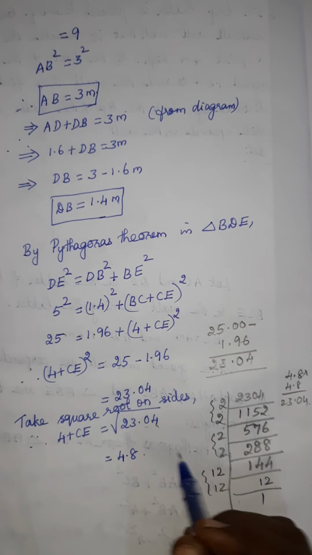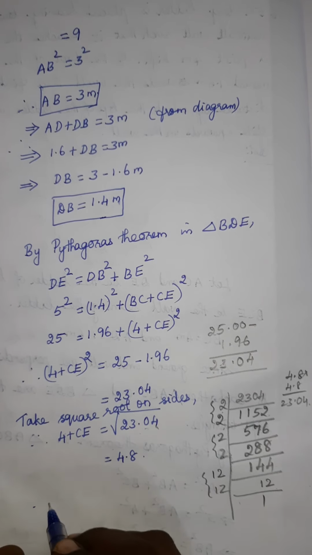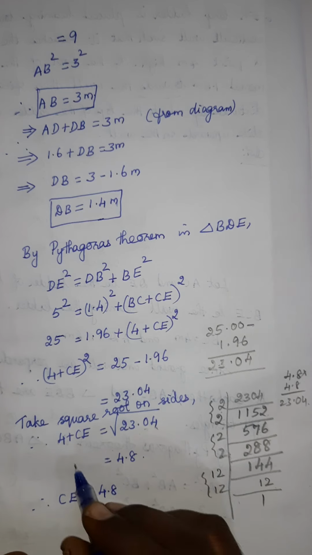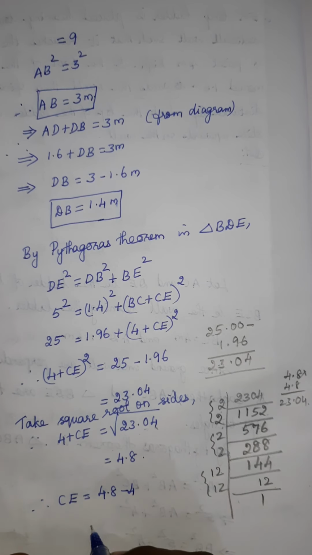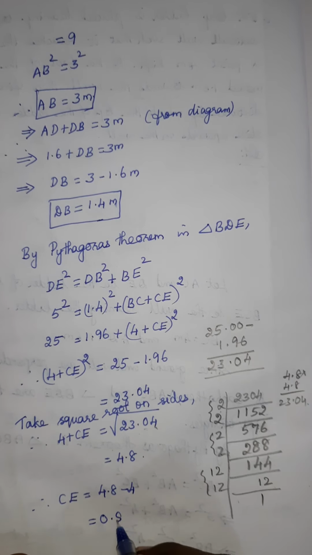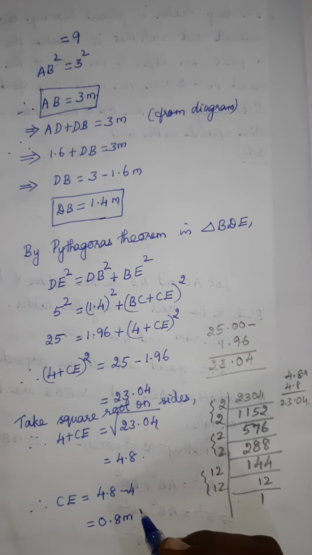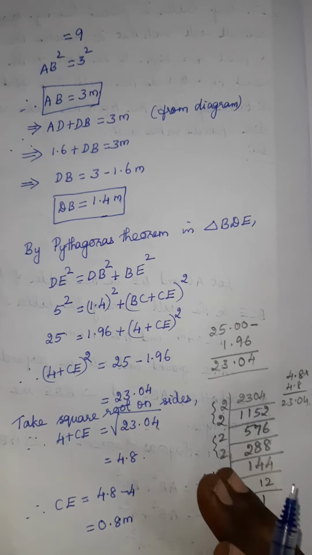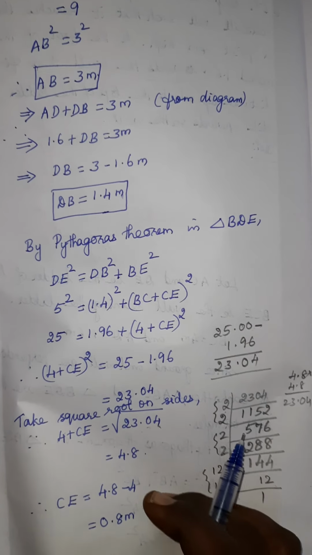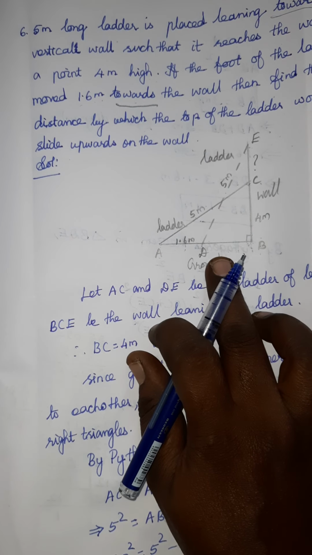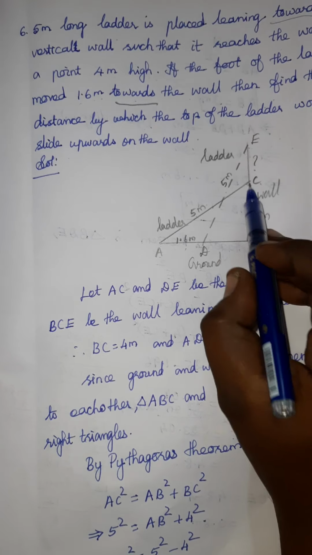Now we can find the CE value. Therefore, CE is equal to 4.8 minus 4, which is equal to 0.8. What is the unit? Meter. So how much is the height increased? 0.8 meter. Now you see the diagram. Here 1.6 meter it is moved towards the wall, but how much is it moved?